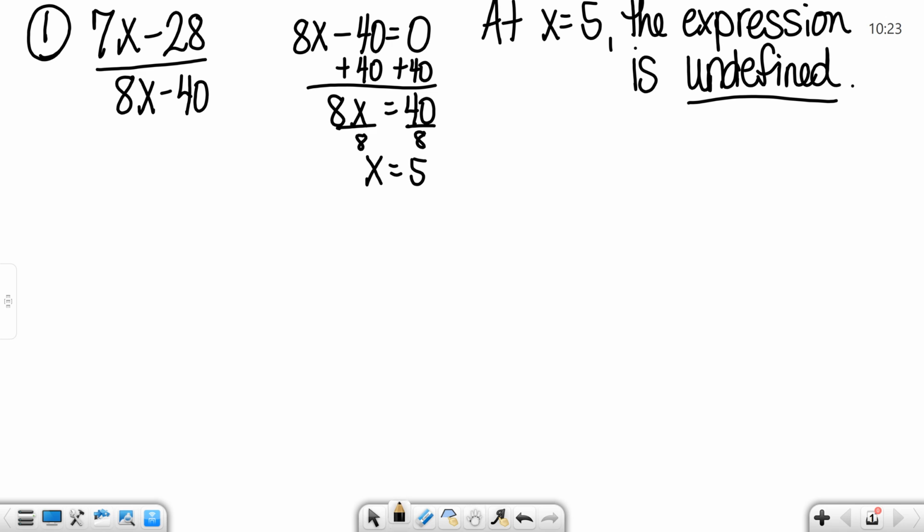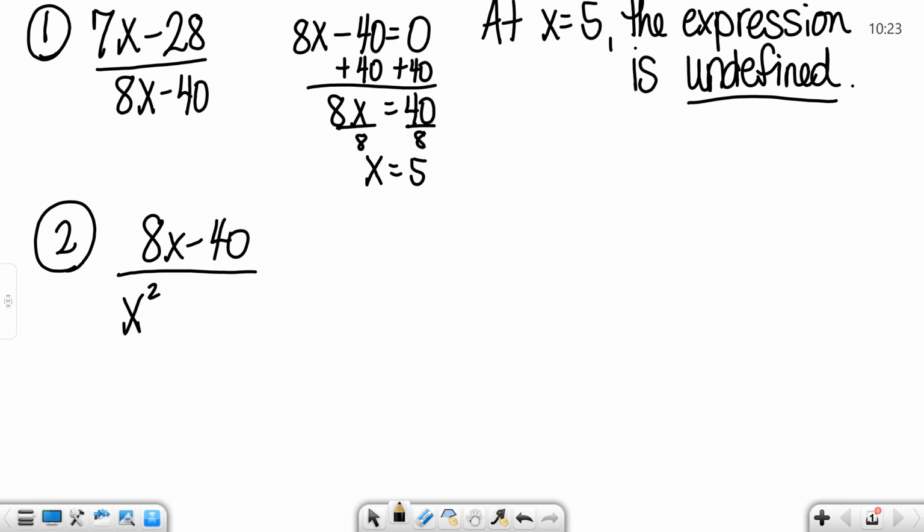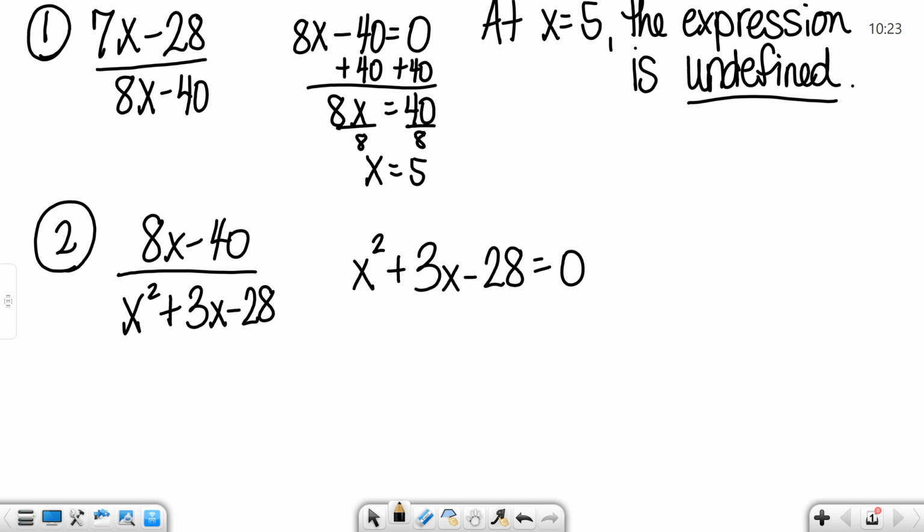All right, so same directions. Looking for the numbers to make this expression undefined. Okay, so again, we take the denominator. We're looking for what makes it undefined. So we set the denominator equal to 0. Now this is where that whole factoring from chapter 6 is super important, because in order to solve this, you must be able to factor.